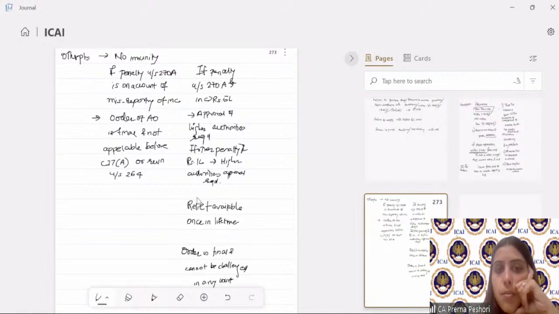Now, one more thing before we wind up this chapter is the procedure for the assessment of penalties. Where the penalty is exceeding 10,000 rupees, the income tax officer can pass the penalty order. If the penalty is exceeding 20,000, then the Assistant Commissioner, ACIT or DCIT, is empowered to pass the penalty order. Is that clear? Again, now there is going to be a faceless scheme of the penalty also. Clear?